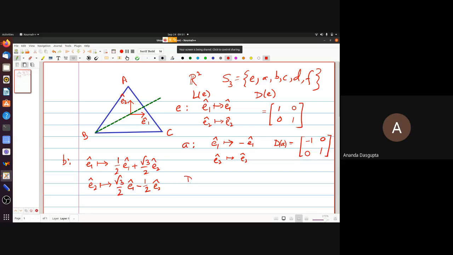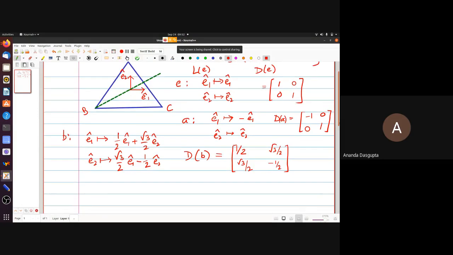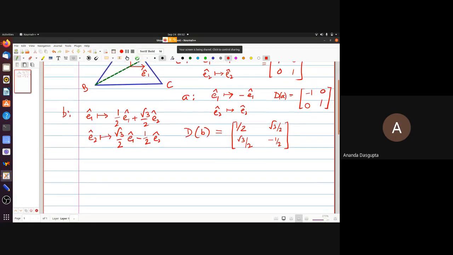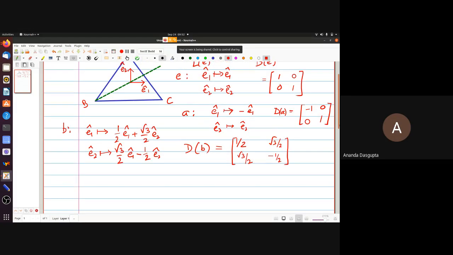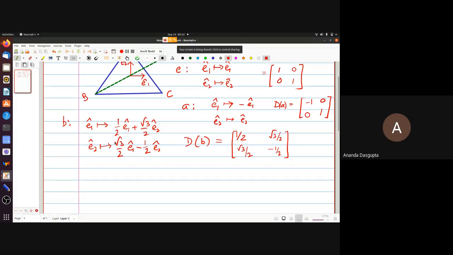So what is the matrix corresponding to this? You take these coefficients, half and root 3 by 2, and write them down the first column, and take the other two coefficients, root 3 by 2 and minus half, and write them down the second column. So that's your representation matrix for B. All this has nothing to do with the function representation, it's just leading up to that. You can keep on going, but I will just stop here because the rest you can fill in.